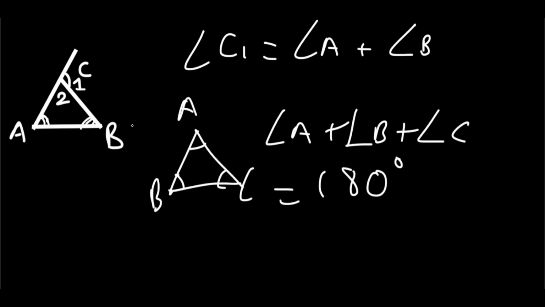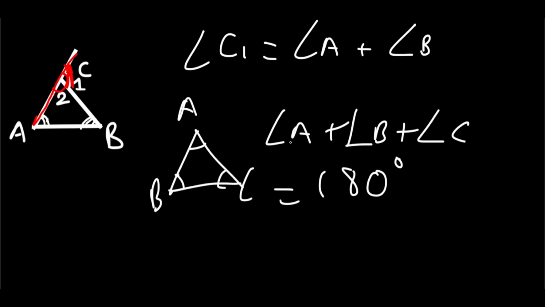Alright. Now if we have a look here, there's a line here. Now this much is 180 because it's a straight line. And in order to find C1, we need to subtract C2, which is right here.